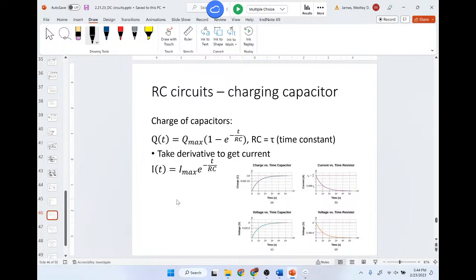That exponential decay is there, and this is the charging case. Basically, if you flip it, you get the other one. You can kind of see that. If you flip them, you kind of get that.